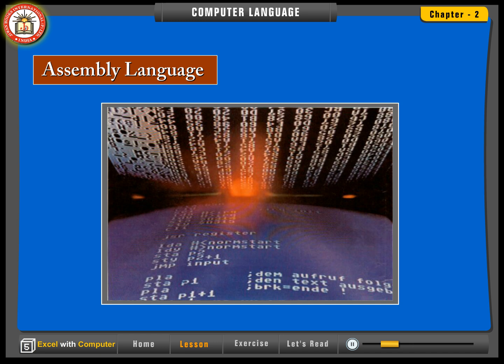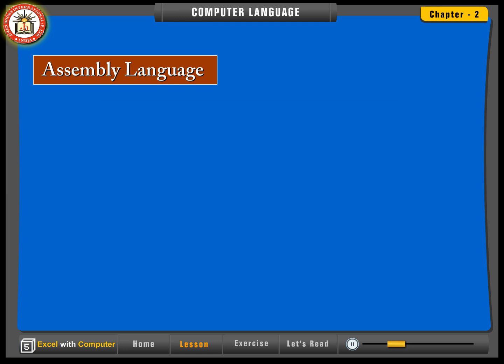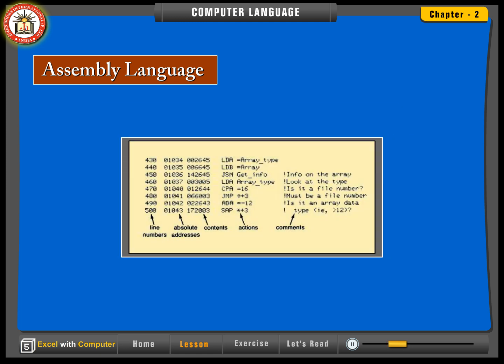As you know that the computer only understands machine language, the instructions given in assembly language are converted to machine language by a language translator called assembler. An assembler is a program used to translate assembly language into machine language so that the computer can understand it.